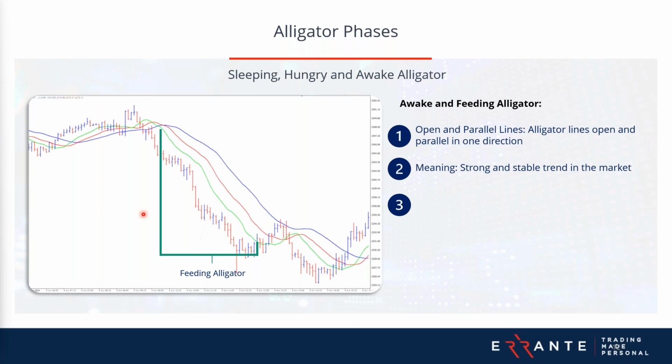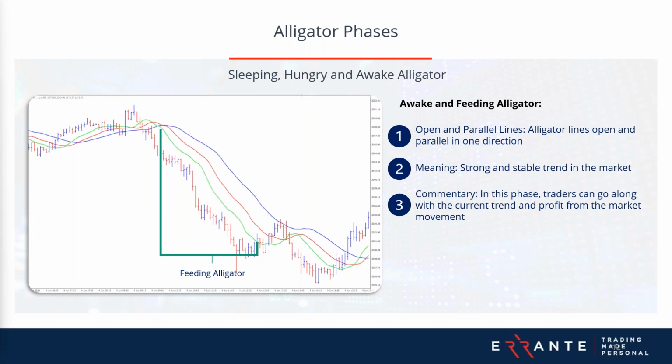On the chart, you can see the green, red, and blue lines moving in parallel. This configuration signifies a clear and strong trend direction. When you see the alligator's lines open and parallel, it's a strong confirmation of the trend. This is the ideal time to enter trades in the direction of the trend. So ensure that the lines remain parallel to validate the trend's strength, and also that the price is out of the mouth of the alligator, which is really important.